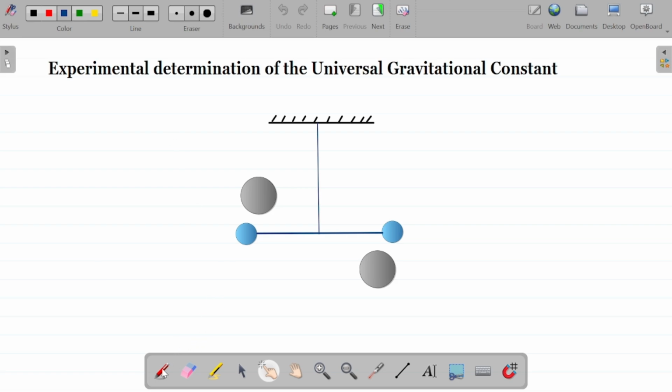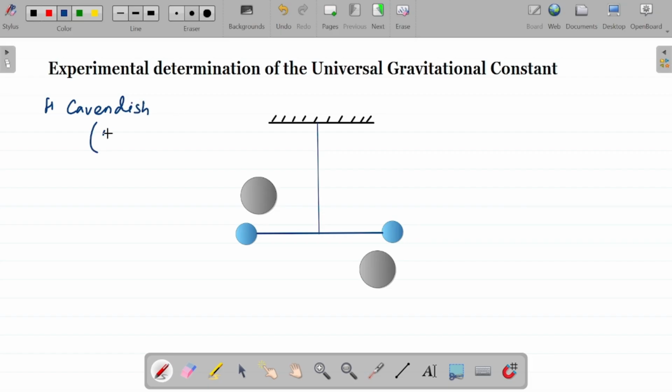Okay, let's continue our discussion. So in this video, we are going to see how to experimentally determine the value of the universal gravitational constant. So here we have the setup, and the experiment was performed by Henry Cavendish.